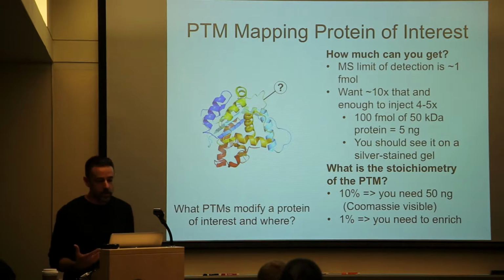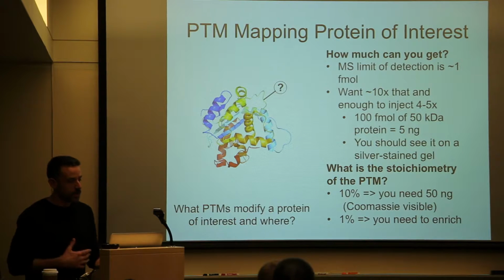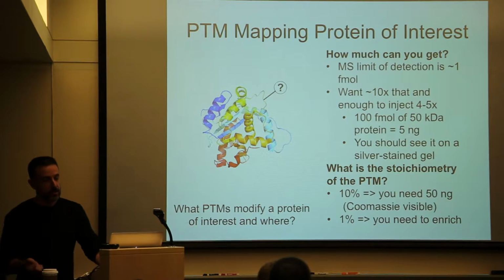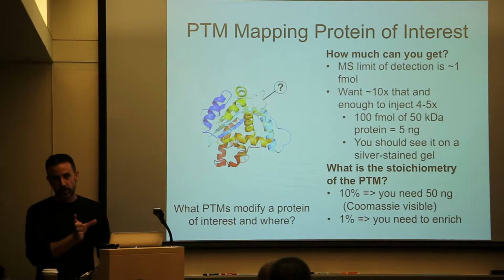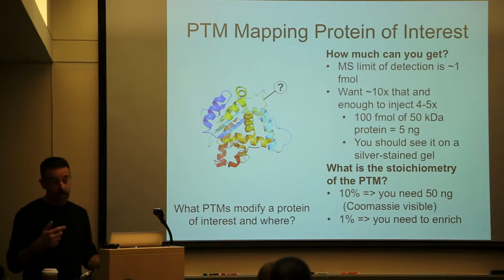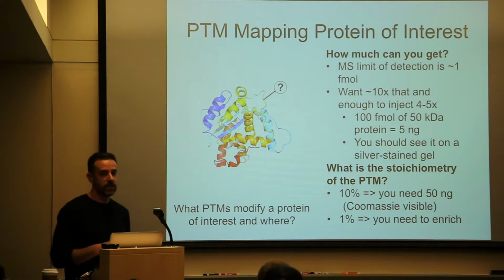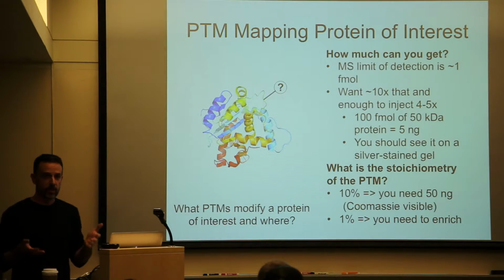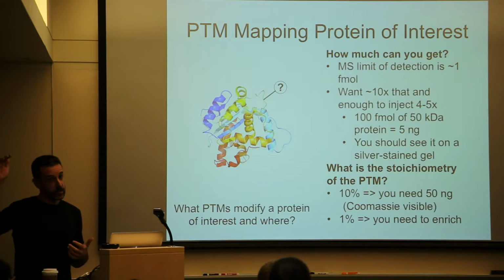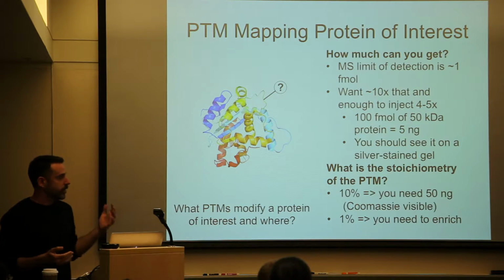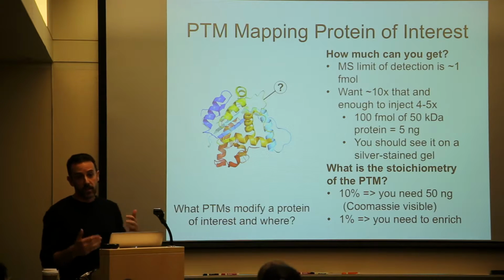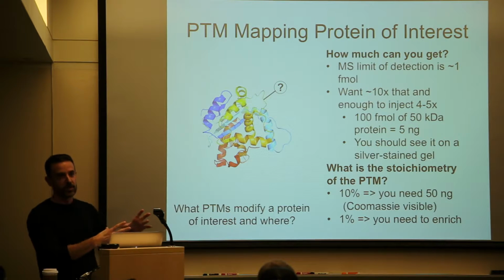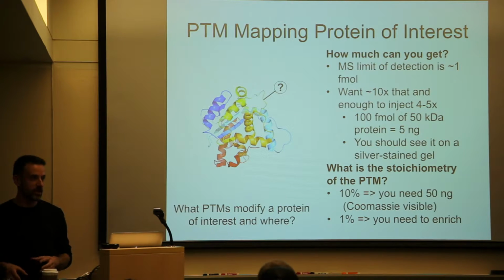So if only 10% of your protein is phosphorylated or has a PTM, then you need 10 times more than that, so you now need 50 nanograms of protein. So now we're talking about Coomassie visible values, right? If it's less than 10%, if it's more like 1%, then you run into another problem, which is I can only load so much onto the mass spec before I overload my column and reach a sort of saturation on the mass spec. So if less than 1% of your protein is modified, then you need to scale your sample up even more, enrich for the PTM of interest, and then inject those in. Does that make sense?